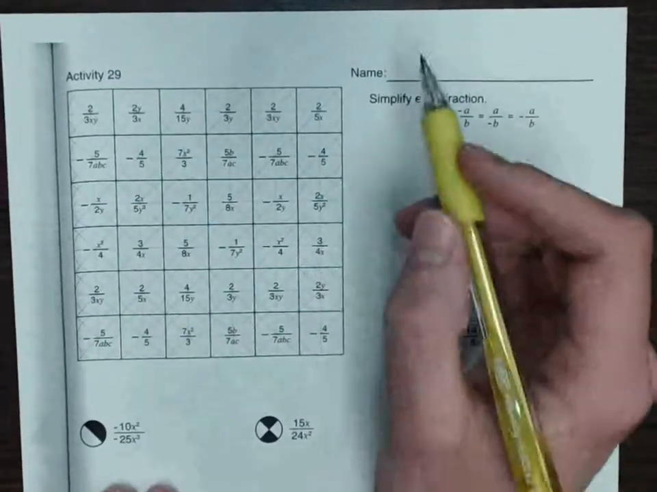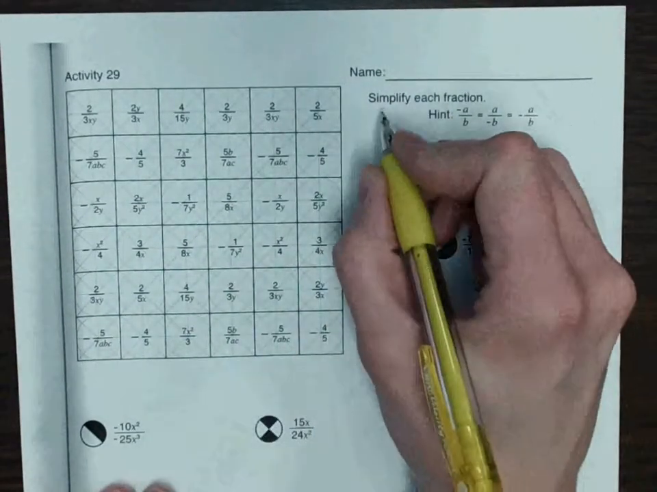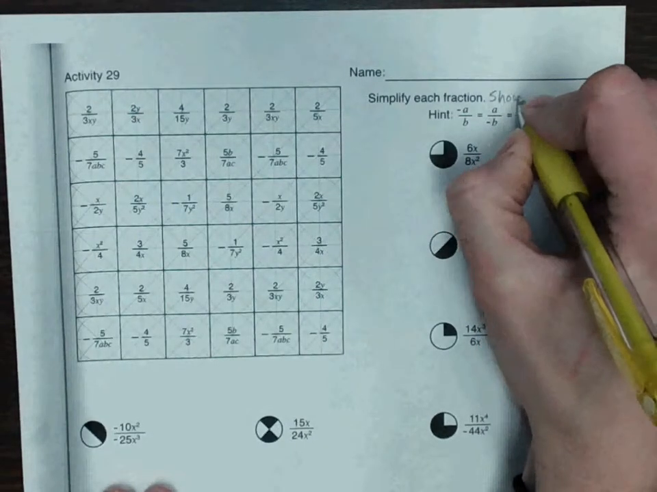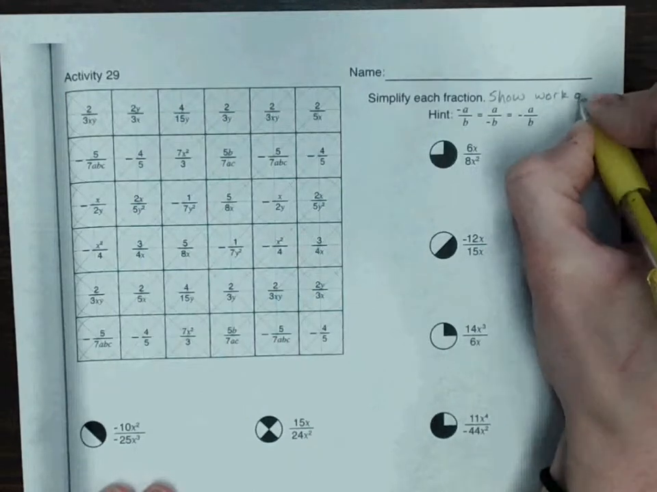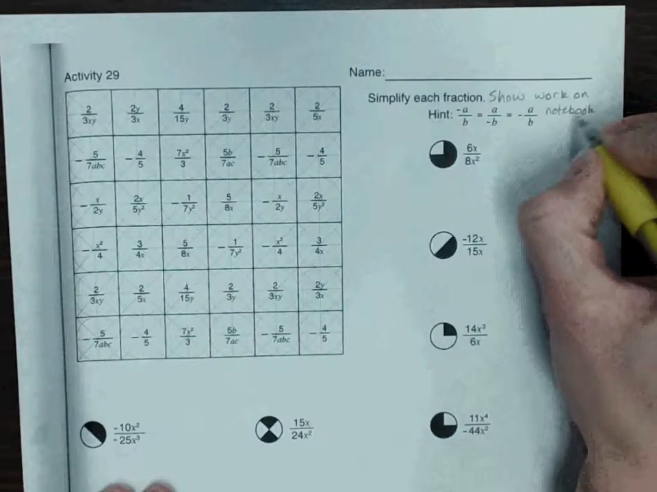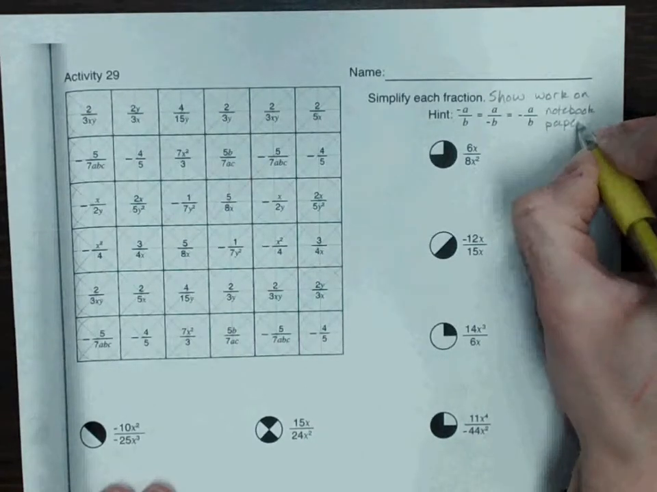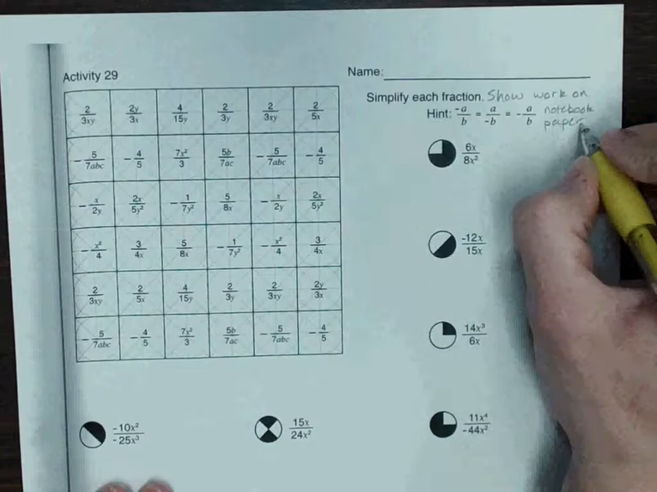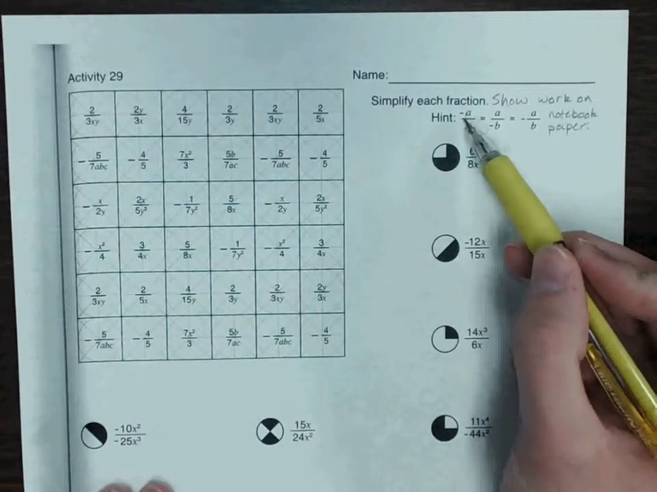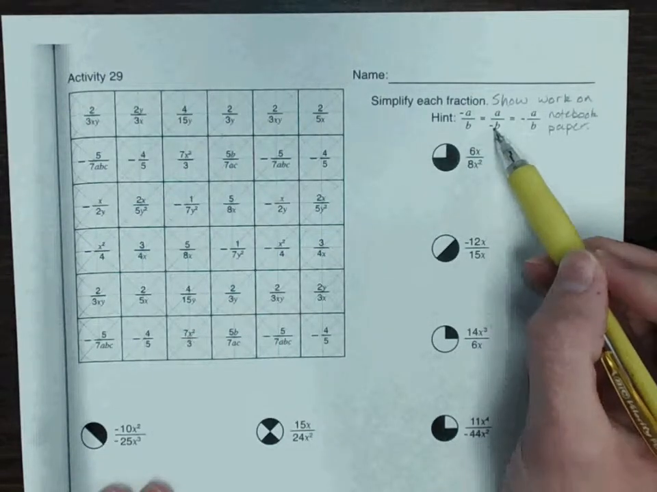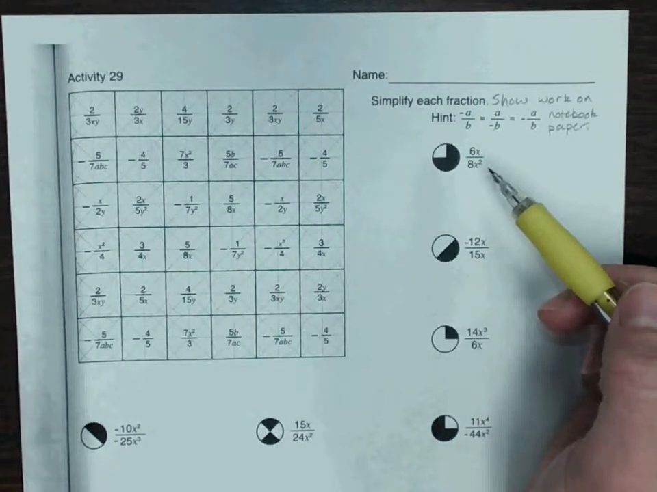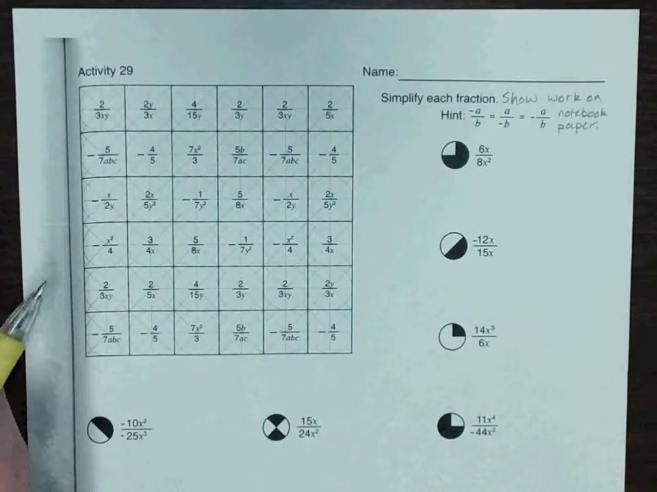So at the top, please put your name. And then next to where it says simplify each fraction, we're going to write in "show work on notebook paper," because that is what we're going to do today. It also tells you a hint here. If there's a negative on the top, it equals the same as a negative on the bottom. It equals the same as a negative out to the side, if there's one. If there are two negatives, that's a whole different story altogether.